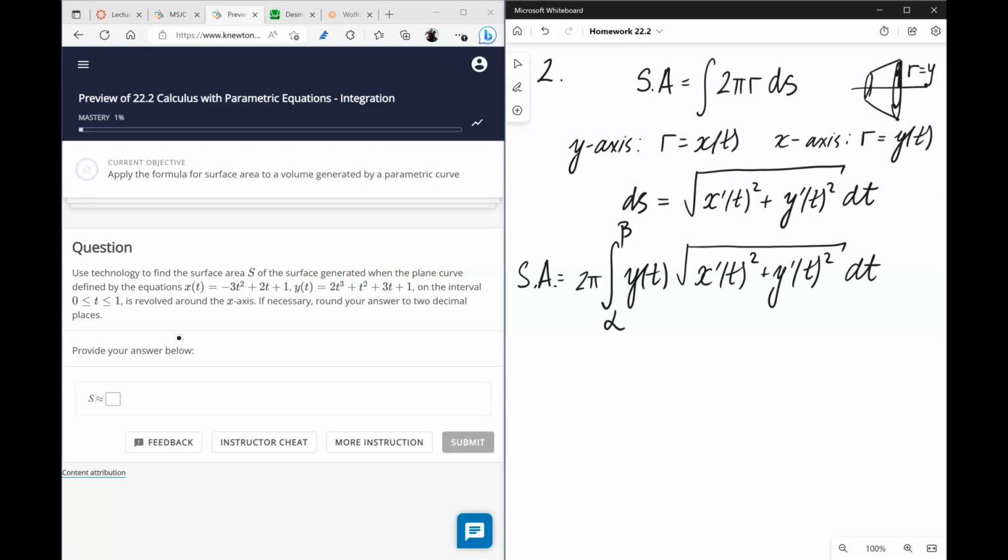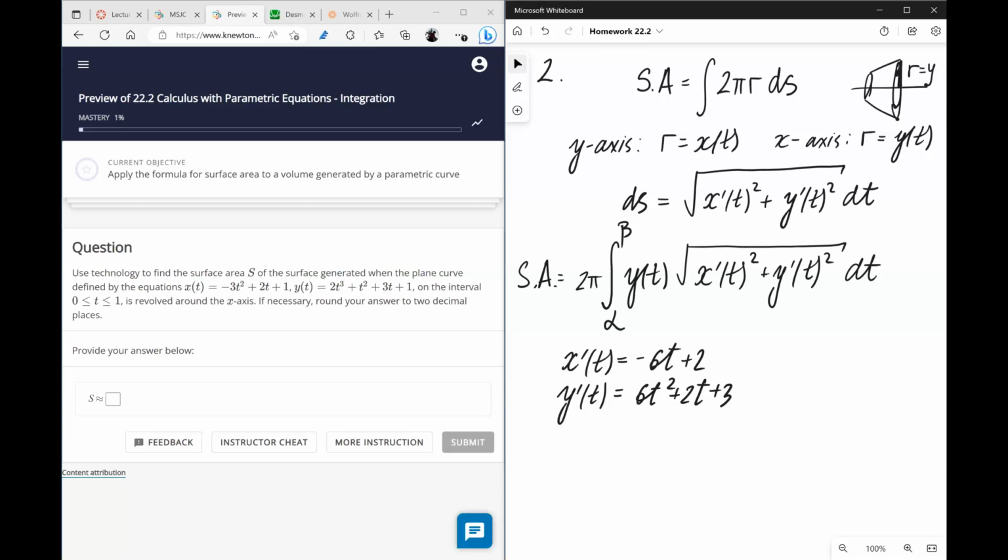So this is the setup, and now we have to find everything one step at a time. So what's x prime of t? It's negative 6t plus 2. What is y prime of t? It's 6t squared plus 2t plus 3. Now we're gonna square it and add it.